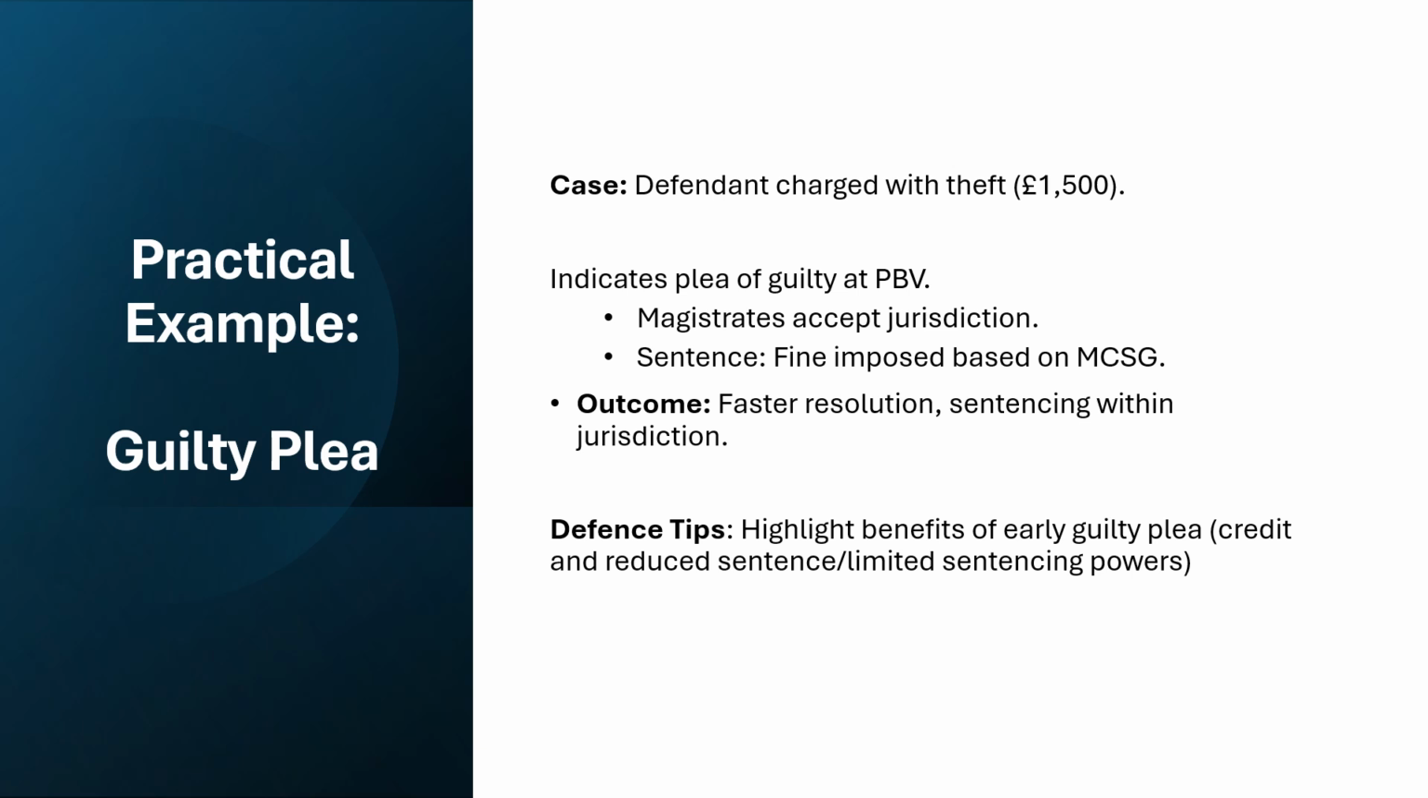If there's a guilty plea for an either way offence, say for example a defendant is charged with theft, £1,500, indicates a plea of guilty at the plea before venue. Magistrates accept jurisdiction, saying, yep, we can sentence you, we've got enough powers. They'll sentence the person to a fine, looking at the Magistrates Court sentencing guidelines. That's what MCSG are, Magistrates Court sentencing guidelines. The outcome, therefore, is much faster resolution and sentencing within the jurisdiction of the Magistrates Court. So the defence tips there are basically, look, highlight the benefits of an early guilty plea, the credit for and reduction of a sentence, and the limited sentencing power. Look how quick it is compared to having the case sent off to the Crown Court.